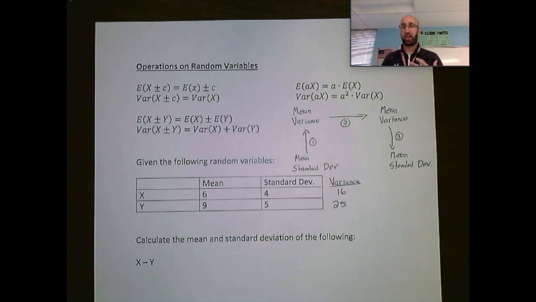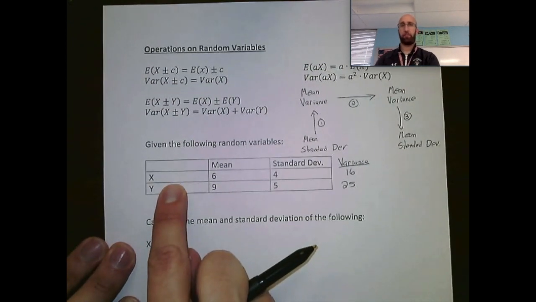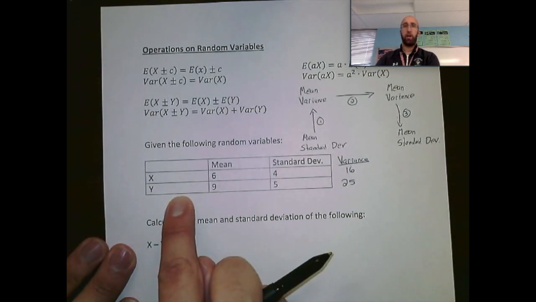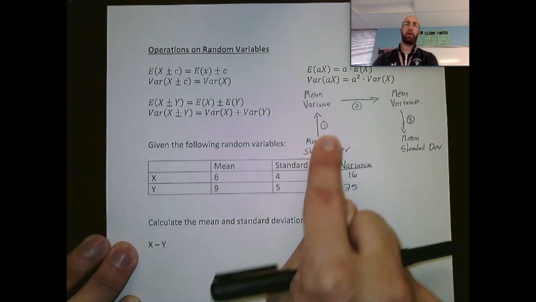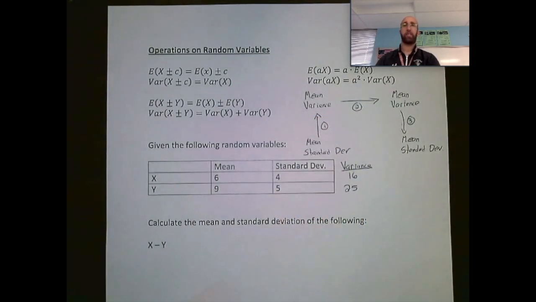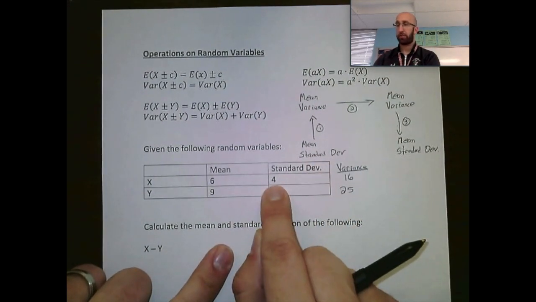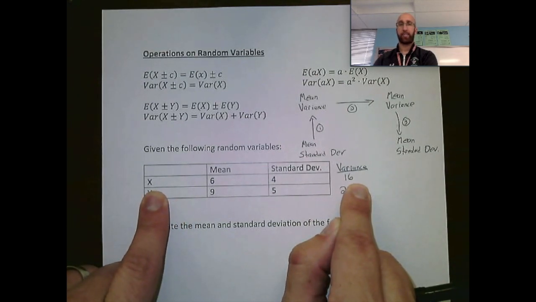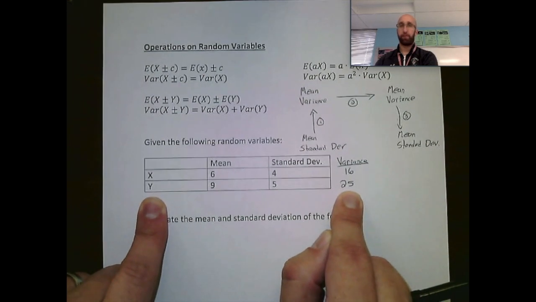I'll show all these bits and pieces in 2 examples. So I have 2 random variables for my examples. Random variable x has a mean of 6 and a standard deviation of 4. Random variable y has a mean of 9 and a standard deviation of 5. I already did our first step: I took my standard deviations and changed them to variances by squaring them. The variance of random variable x is now 16. The variance of random variable y is 25.